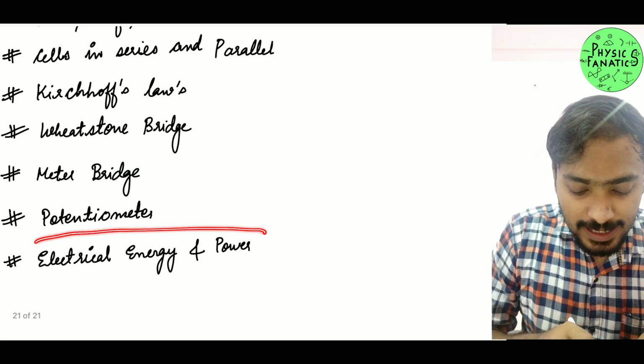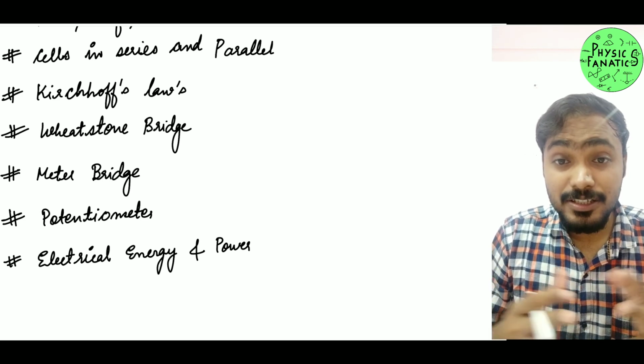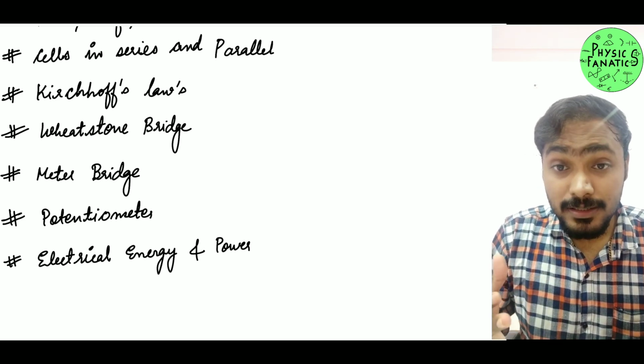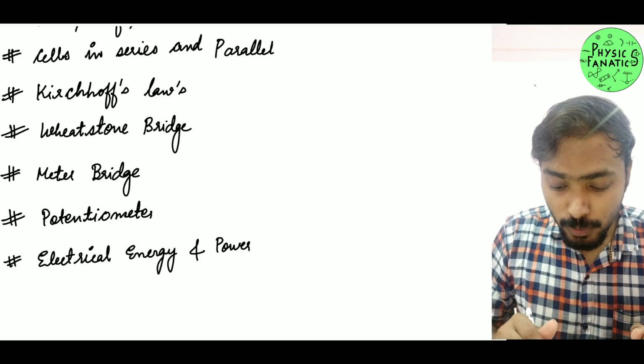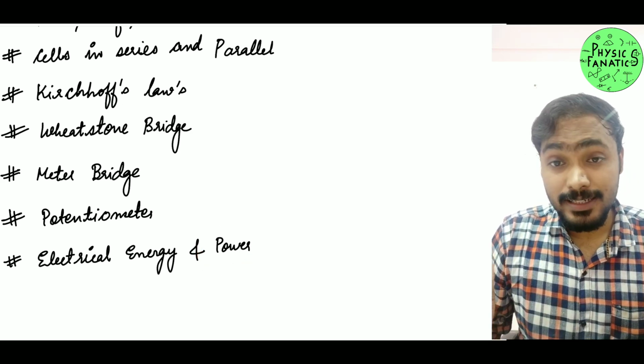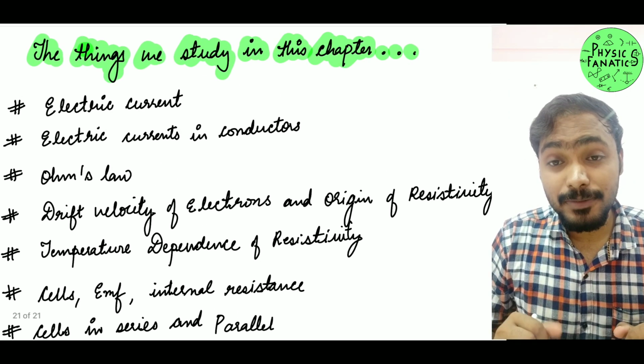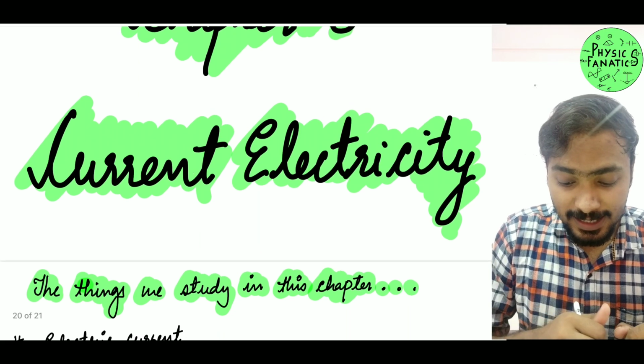Finally we'll discuss electrical energy and power. We'll talk about what is electrical energy, and how much energy is being dissipated in the form of heat. We'll talk about what is the power of any particular electrical appliance. So these are the topics that we are going to discuss in this chapter known as current electricity.